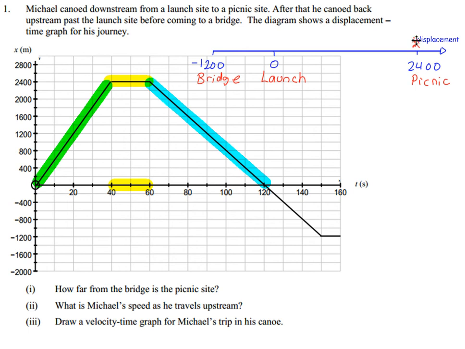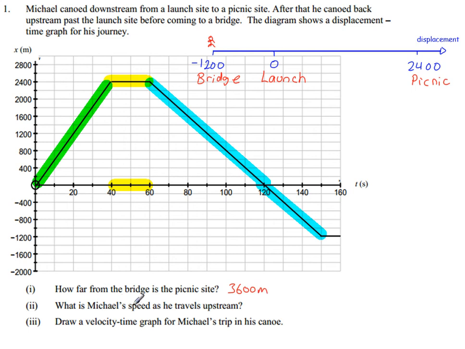So now he's gone from there to there, but he continues past the launch site to the bridge at the same constant velocity, because the gradient of the graph remains the same. So the distance between the bridge and the picnic site is 1,200 plus 2,400, so 3,600 meters.